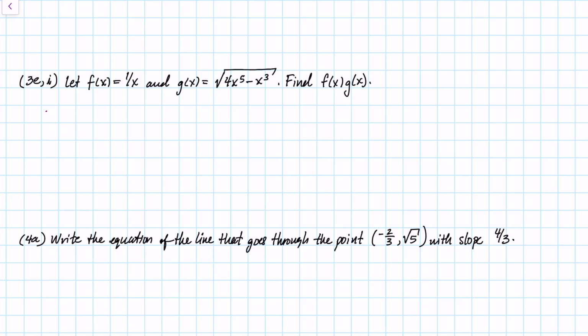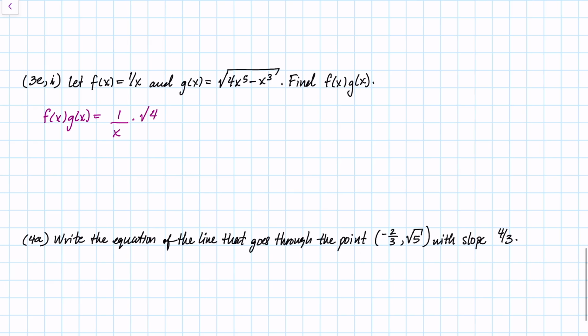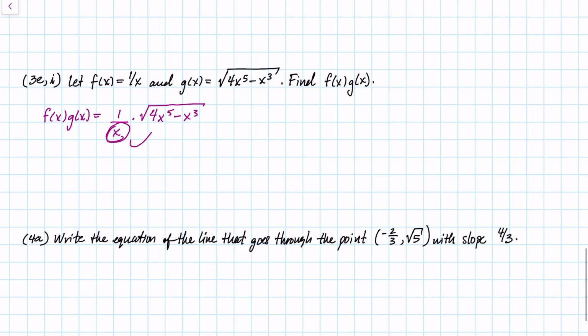So we want to find f of x times g of x, and that is simply 1 divided by x times the square root of 4x to the 5th power minus x cubed. Okay? And we somehow want to put this x inside this radical, but we cannot simply divide whatever is on the radical by x and then call it a bigger radical. We cannot do that. Okay? Let me explain why that is.